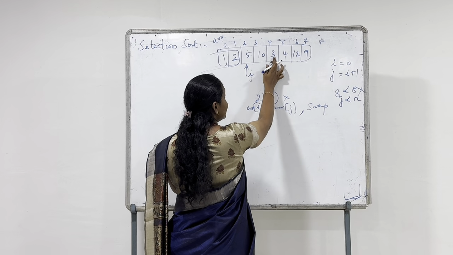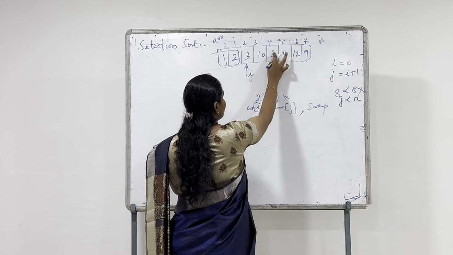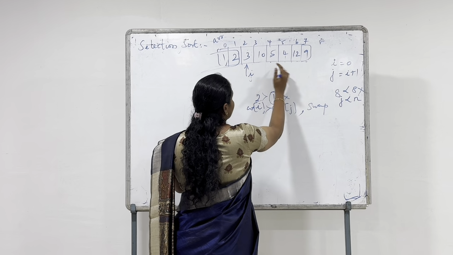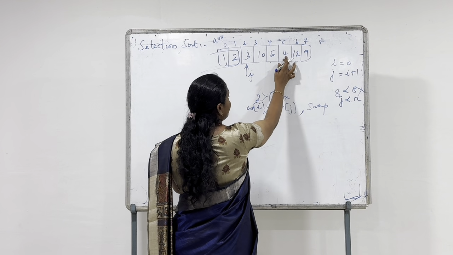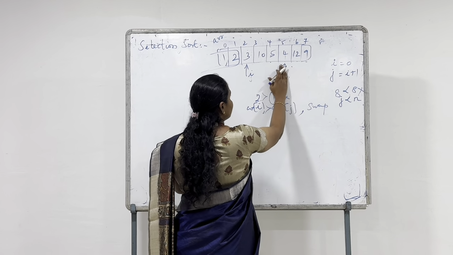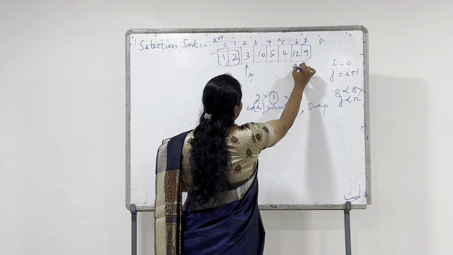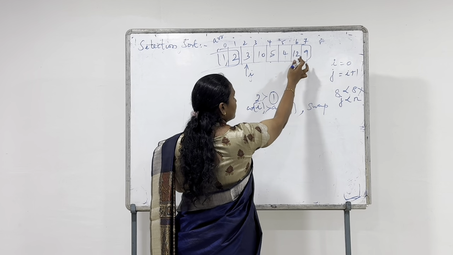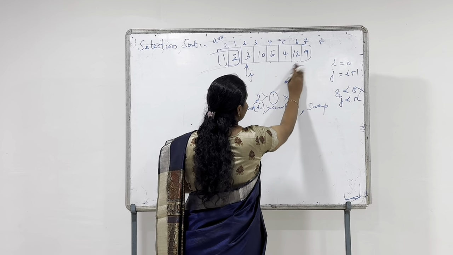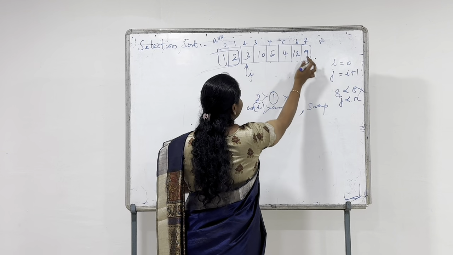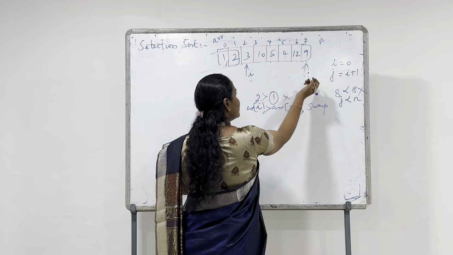Compare these two values. 3 is lesser, so if it is lesser, swap it. Then increment j, and compare 3 and 4. 3 is lesser, don't change. 3 and 12, 3 is lesser than 12, no change. 3 and 9, compare these two. 3 is lesser, no change.